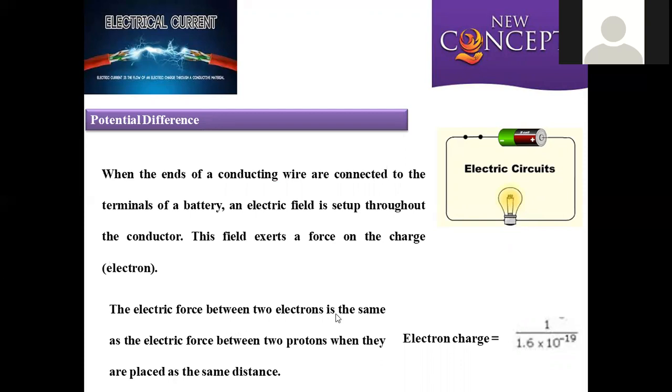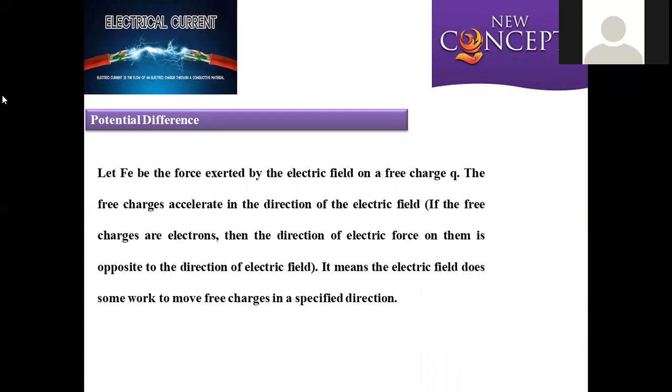The electrical force between two electrons is the same as the electric force between two protons when they are placed at the same distance. The electrical charge of each and every electron is 1.6 into 10 to the power minus 19. This will be the constant parameter assigned for each and every electron. So this is for the electrical force.